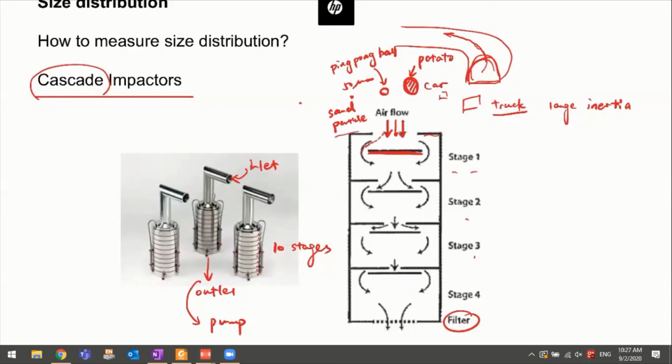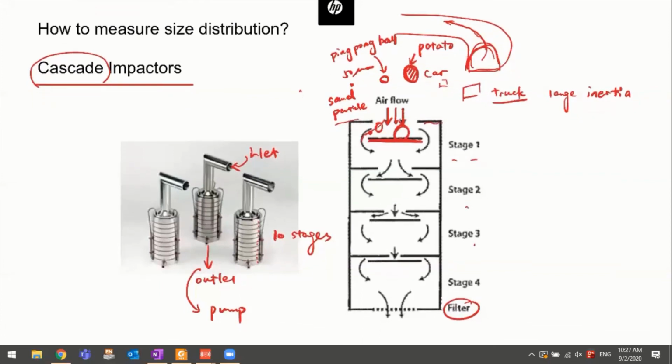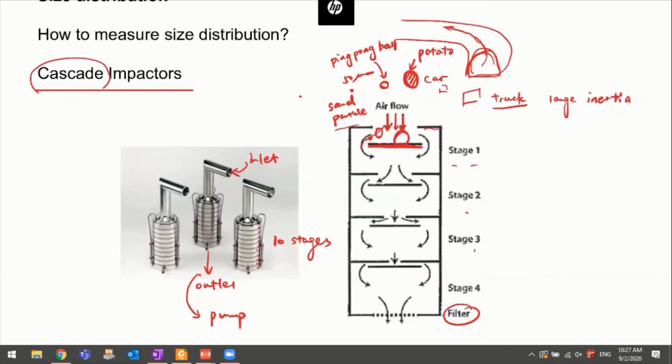without hitting the stage. But for the larger particles, because of their larger inertia, let's say the ping pong ball can still go through. We have the sand, we have the ping pong ball, but the potatoes will inevitably just hit onto the stage, right? If the velocity is high enough, we probably can get mashed potatoes. So that's why we can basically filter out the larger particles with the first stage here. And then the remaining particles will go through the second stage.